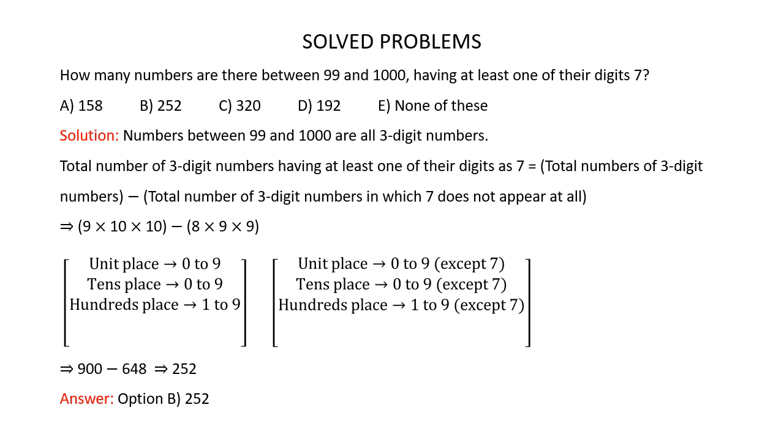Now 9 multiplied by 10 multiplied by 10 is 900, and 8 multiplied by 9 multiplied by 9 is 648. So 900 minus 648 is 252. So there are 252 numbers between 99 and 1000 having at least one of their digits as 7. So the correct answer is option B, 252.